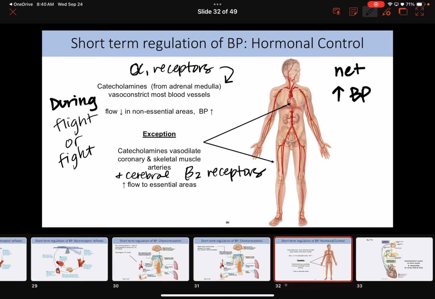Did I say alpha receptors? Yes. So there are two different receptors that do different things during fight or flight. The alpha-1 receptors are going to be constricting all the blood vessels in the non-essential areas. We use beta-2 receptors to dilate vessels in the essential areas.